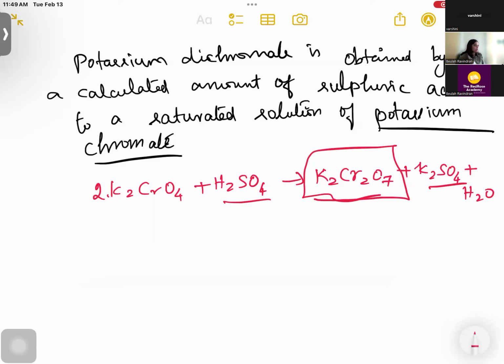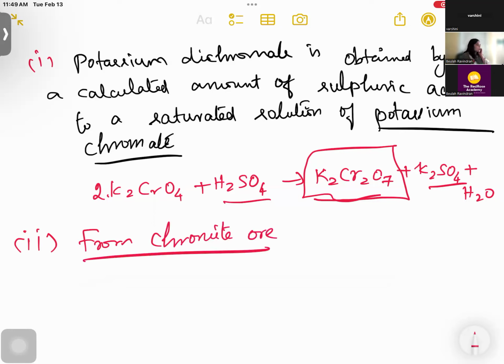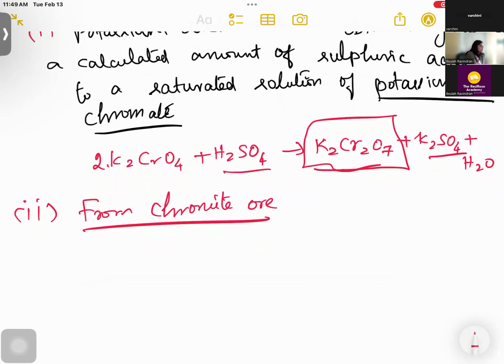Then we are going to see preparation from chromite ore. What is the ore of the chromate? What is the molecular formula? First one is this one. Second one, from chromite ore. What is the molecular formula? It's given in your book, right? The chromite ore is FeCr2O4. K2Cr2O7 is generally manufactured from chromite ore. How is it manufactured? All the reactions are given in your book, right?